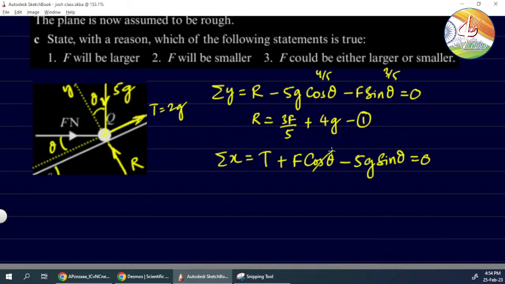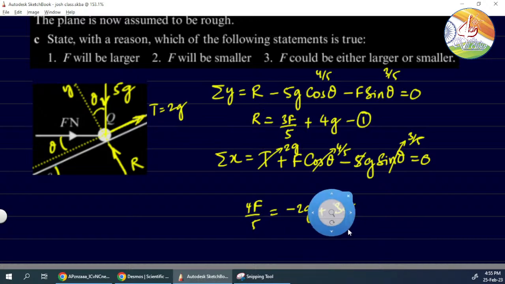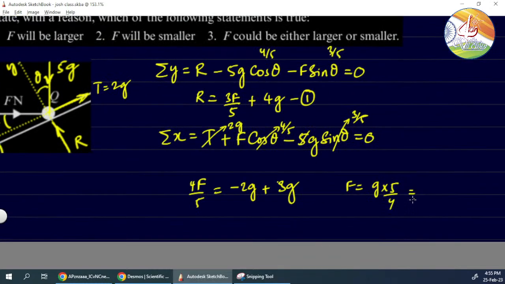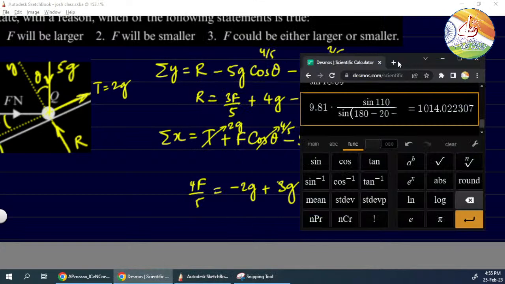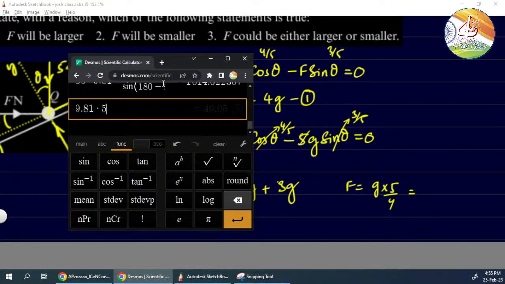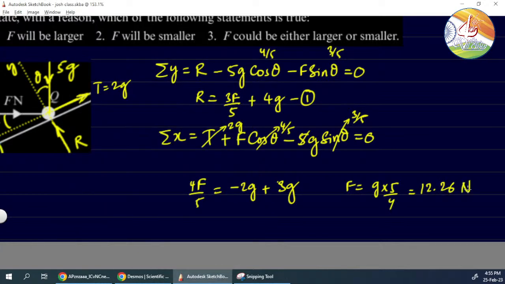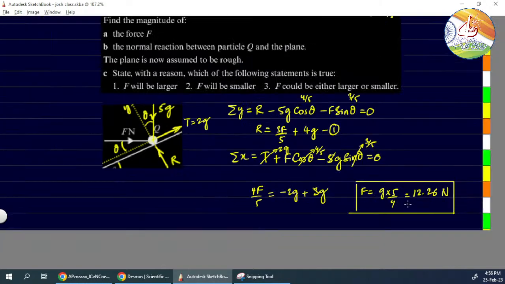So first of all, let's substitute cos theta is 4 by 5, sine theta is 3 by 5. So we are supposed to find F. So 4F by 5 equals T. T is how much? T is 2g. So minus 2g plus this, 5 cancel. So 3g. Correct? Yes. That will give us just g. So F will be equal to g into 5 by 4. G is 9.81 into 5 by 4, that is 12.26 newtons. So this is the value of horizontal force F.